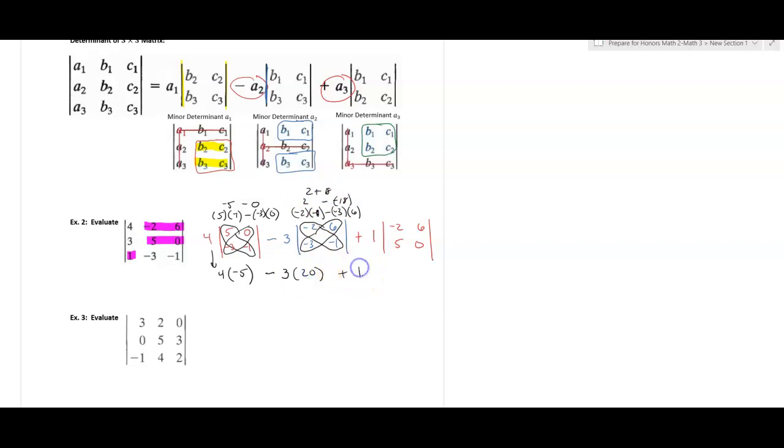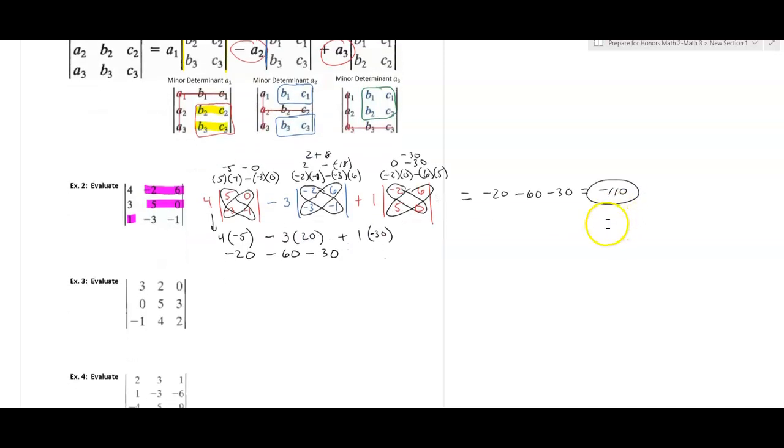Then plus 1 times the determinant of this, which would be negative 2 times 0 minus 6 times 5. So 0 minus 30 is negative 30, so it would be 1 times negative 30. So this would be minus 30. So negative 20 minus 60 minus 30 would be negative 110.